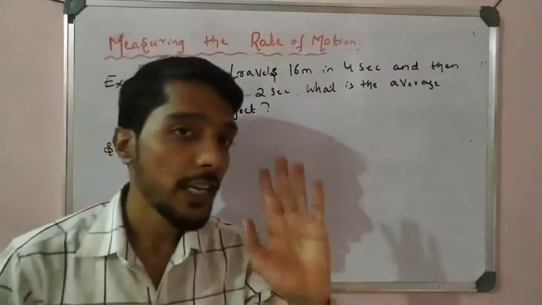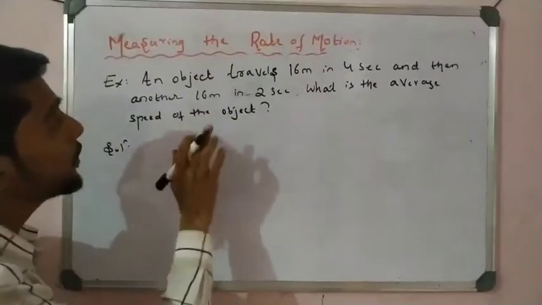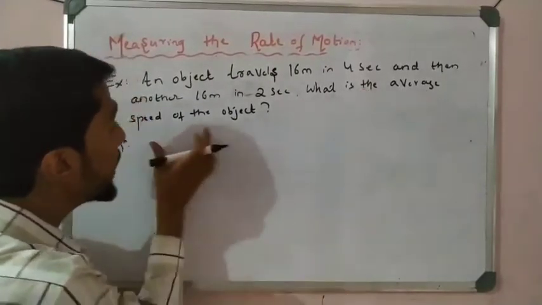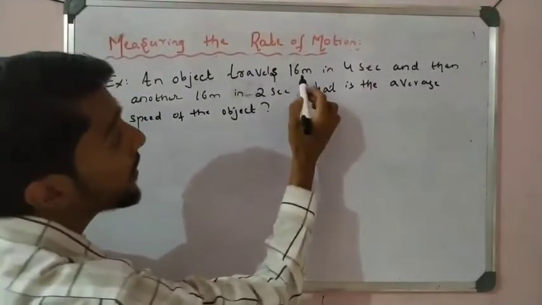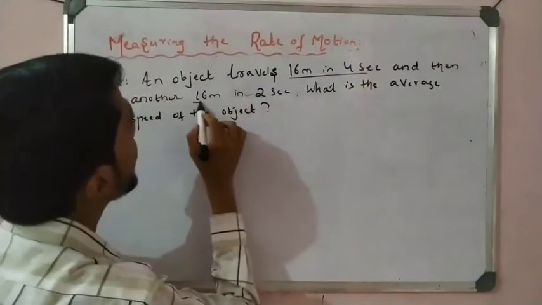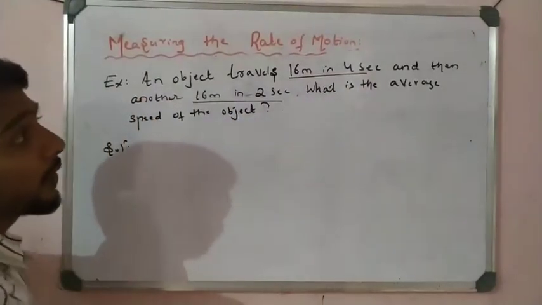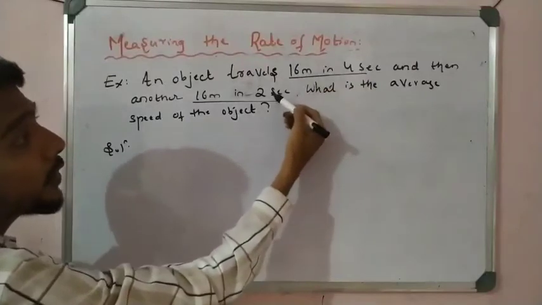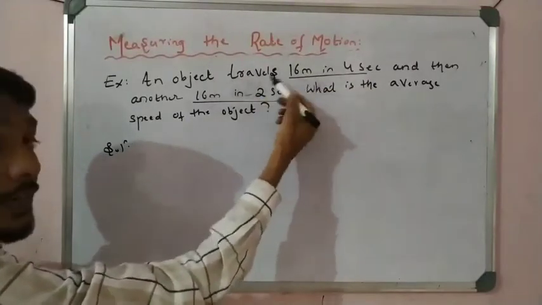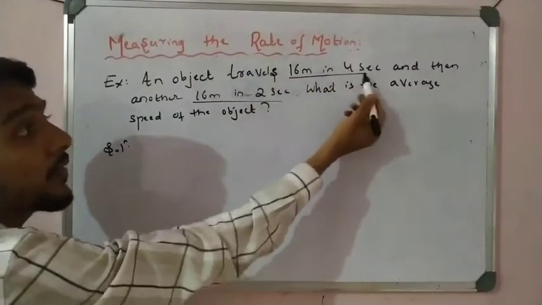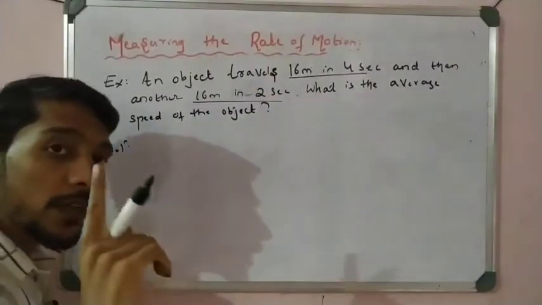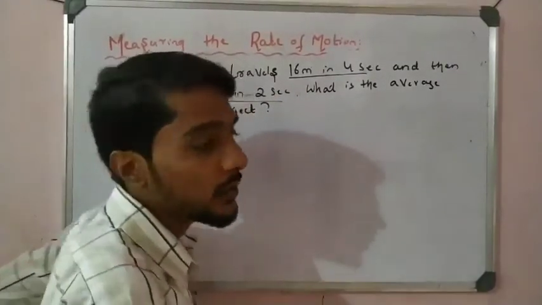Hope you calculated and got the answer. Let us check what the answer is. See here, it is simple. Why do we calculate the average speed here? Because we observe that the speed of the object is different. First it is 16 meter in 4 seconds, then 16 meter in 2 seconds. So it travels an equal distance but takes different time, which means different speed. If the speed is different, we can take the average speed.